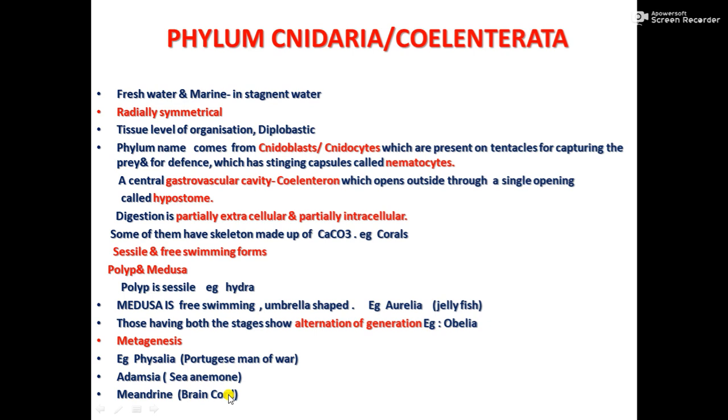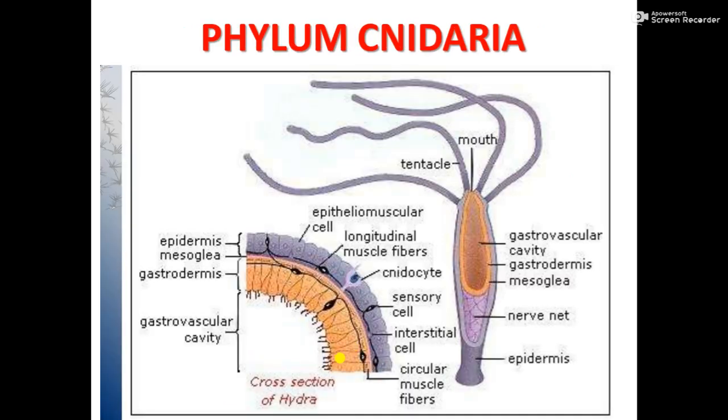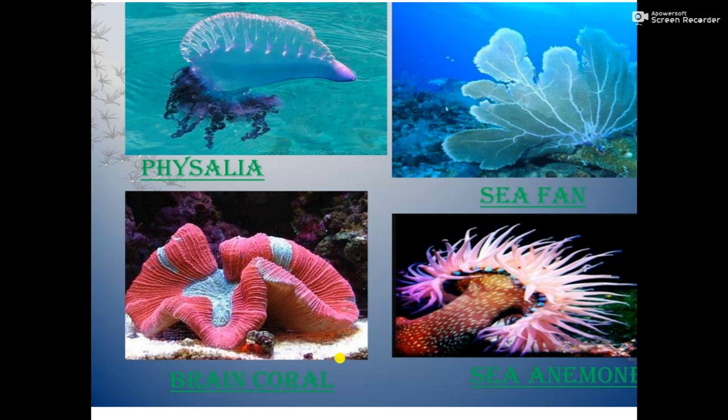I think I have the images for this with me. Here is the example, Physalia. Then sea fan, this is also polyp. Then brain coral. Then sea anemone. This resembles a flowering plant somewhat. So these are some of the common examples of the phylum.